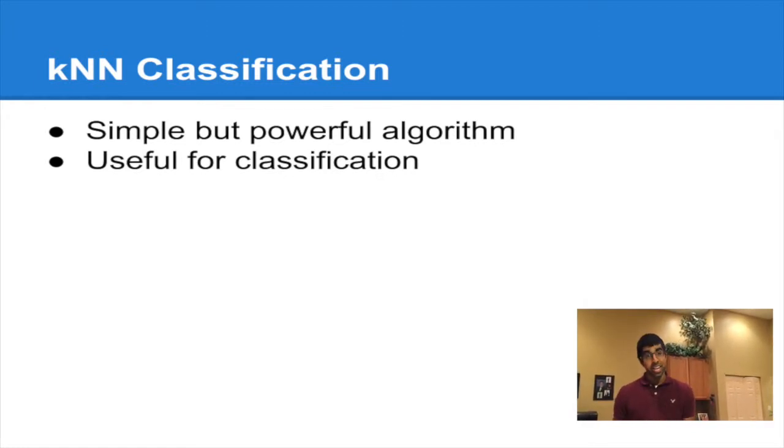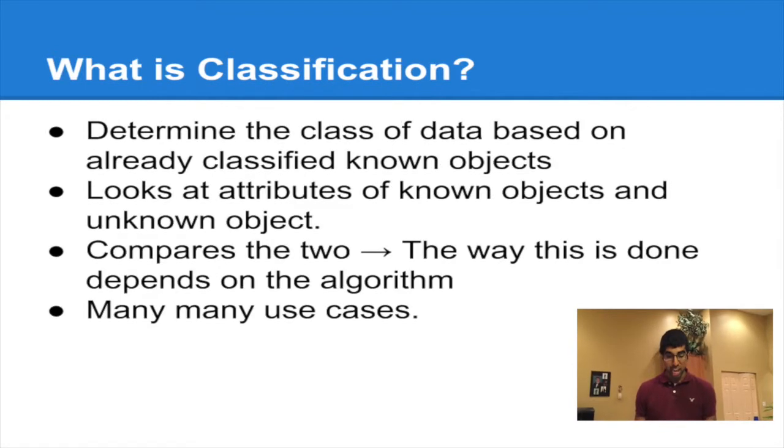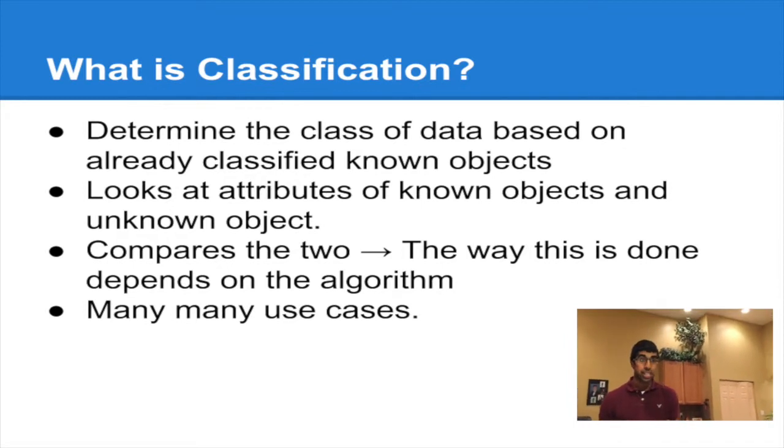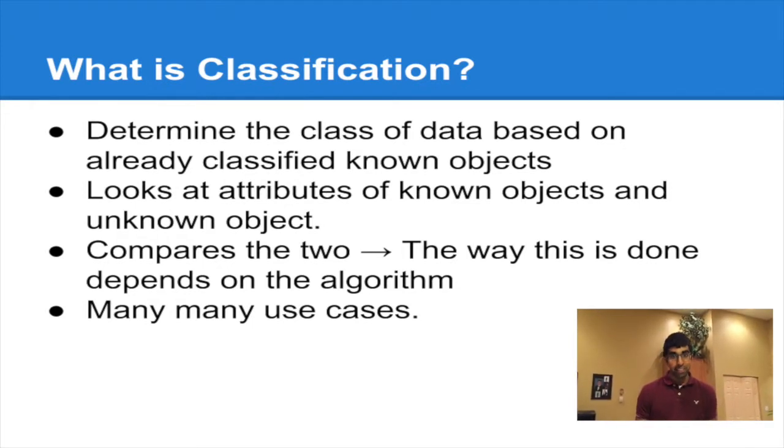Basically, the first thing I want to talk about is what classification is. A classification algorithm looks at unknown objects and tries to determine what class that unknown object belongs in depending on some attributes. It does this by first looking at known objects, which is called a training set, and it compares the attributes of the known objects to the attributes of the unknown objects. The actual comparison that's being done depends on the algorithm, and there are many different algorithms for classifying data.